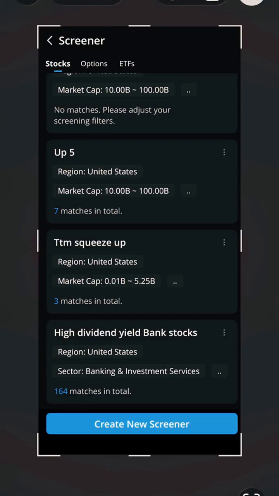So, yeah. All right. So what is a screener? A screener is basically your personal stock detective. It's going to go through thousands of stocks and scan them for specific details you tell it to look for. So you control what type of stocks you're looking for.